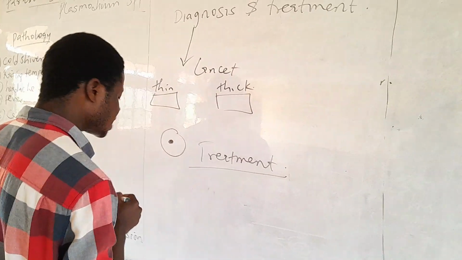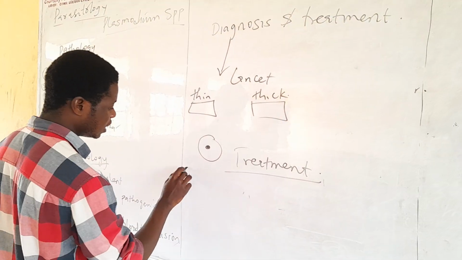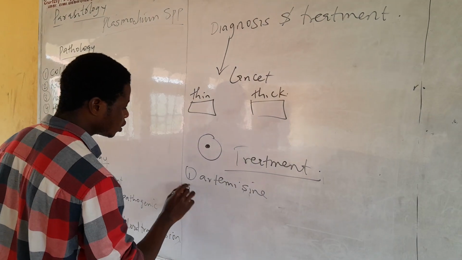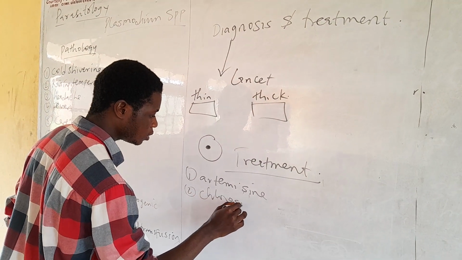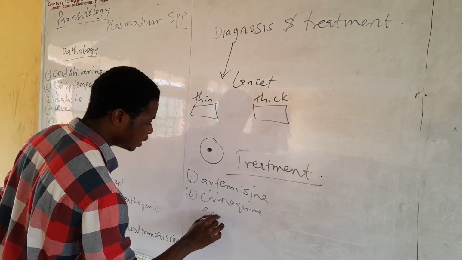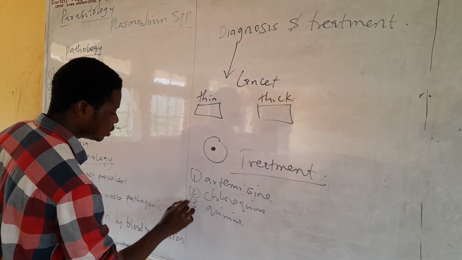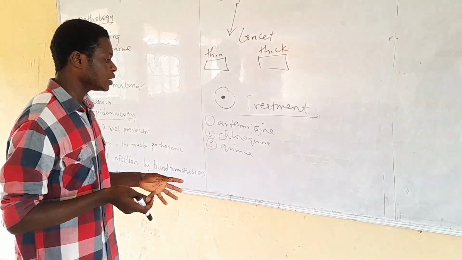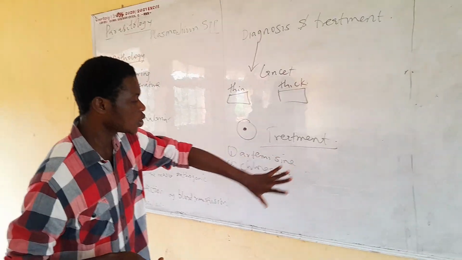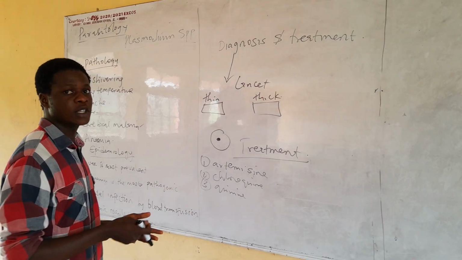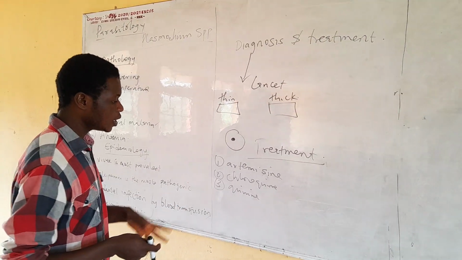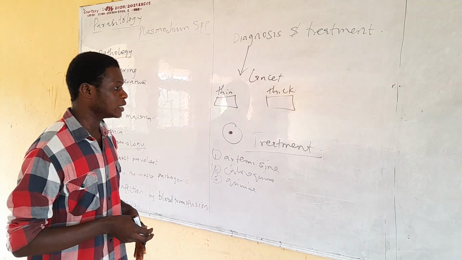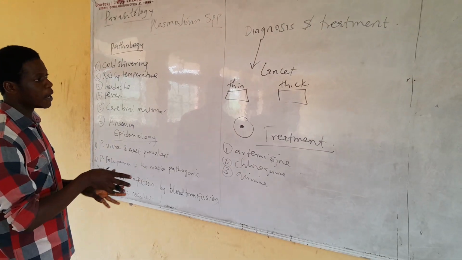So coming to the treatment of this malaria parasite. We treat it with anti-malaria drugs, which are artemisinin, chloroquine, quinine, and also sulfadoxine pyrimethamine. Those are the four main drugs that can help in the treatment of this malaria parasite. That is what you should use in treating malaria parasites.